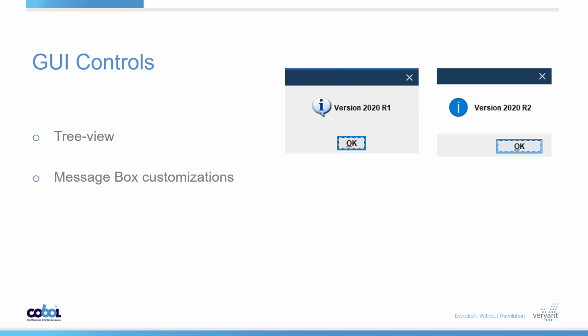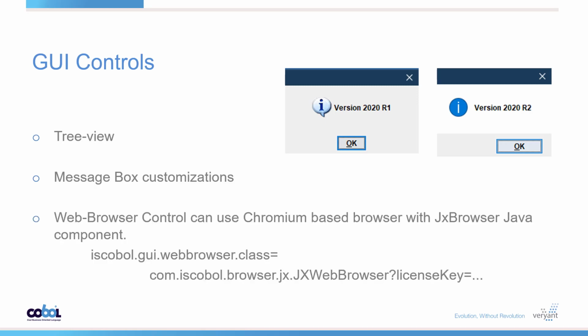They can be centered on the screen and can now be customized in a separate COBOL program with a variable setting to force each display message statement to go to that program. The web browser control lets you embed a web browser in your screen. And our control's default is to use a browser based on the DJ web browser, with an alternative to use a browser based on Java's FX web view control.